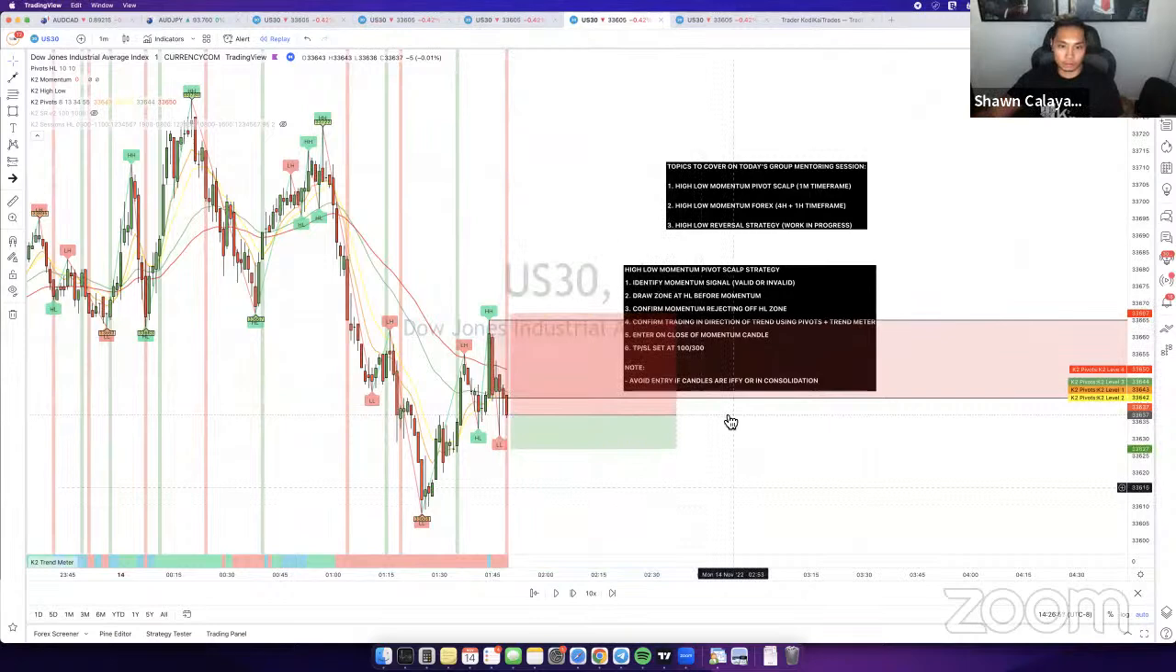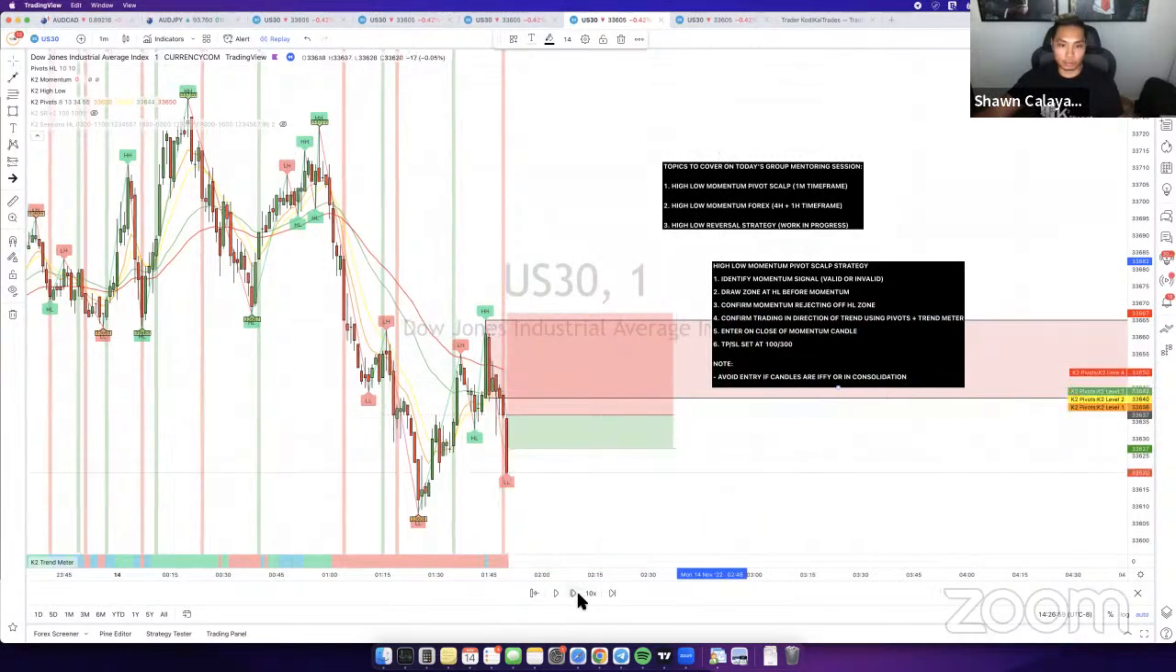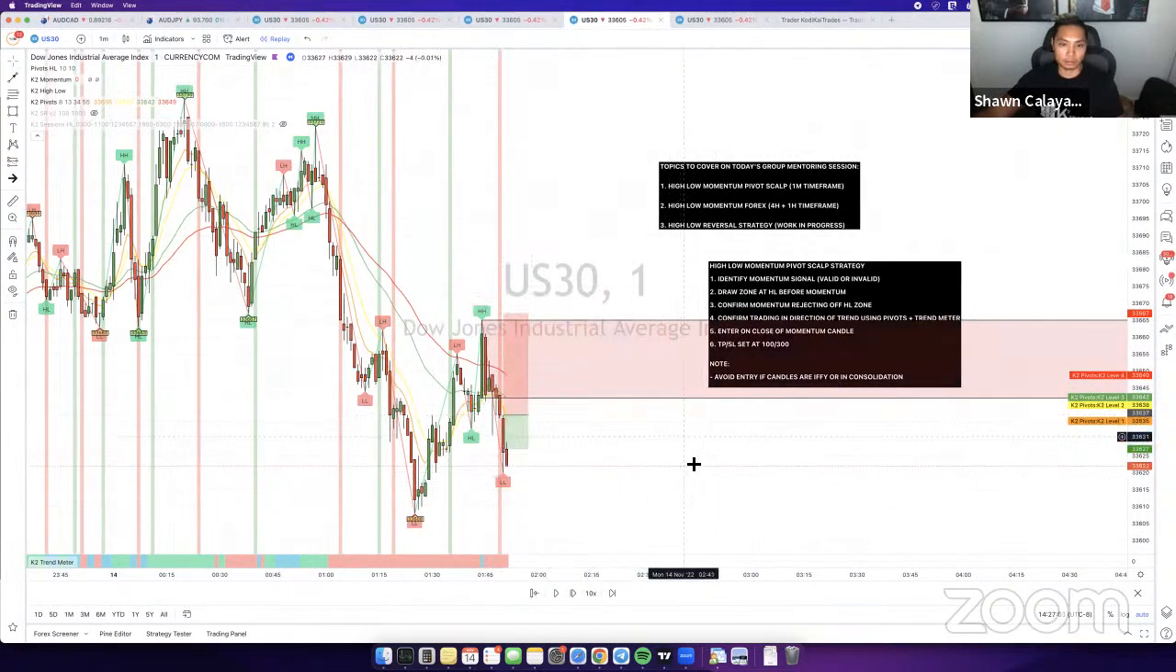10:30. Got the setup right there. Let the trade run. Full TP on the next candle. So sometimes you'll find good entries like this. Sometimes you won't. It just depends on how bad the range is.